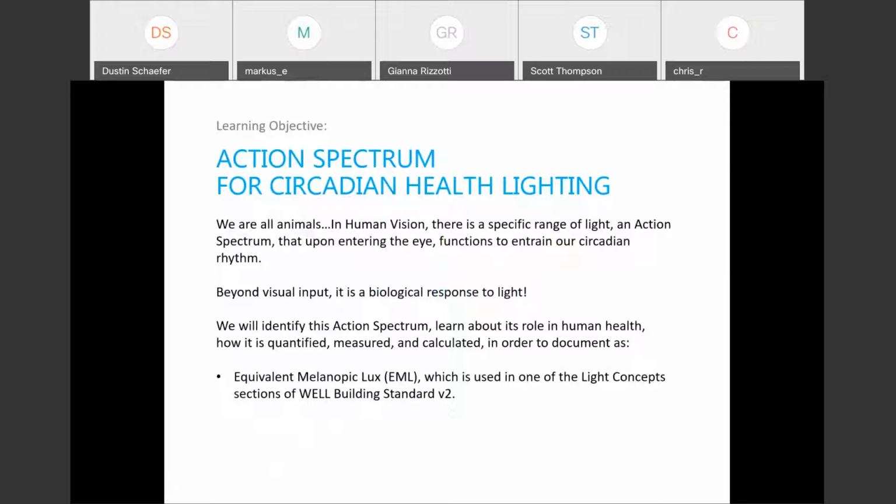We'll identify the action spectrum, learn about its role in human health, how it's quantified, measured, and calculated, or documented as equivalent melanopic lux, EML, which is used in one of the light concept sections in the WELL Building Standard version 2.